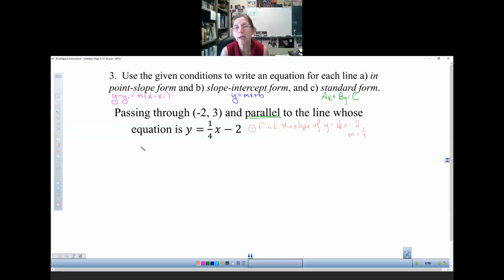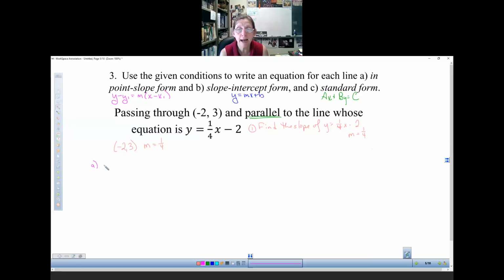So now, in order to write this first part, I want to use the point -2, 3, and I want to use the slope of 1/4. Because the lines are parallel, I have to use the same slope, okay? If it's a perpendicular, then I would have to do something else to that slope. So we're going to start with this first part.